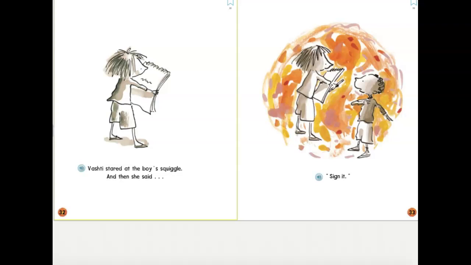Do you think that Vashti has learned from her experience? Remember how Vashti felt at the beginning of our story. Something that she could have learned is that the only way to become good at something is to give it a try and then practice. Vashti showed the little boy his picture was worth signing, just like her teacher did for her.